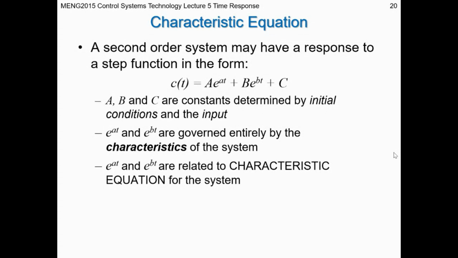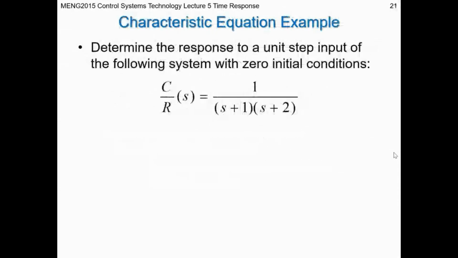If it's a DC motor system, you've got a second order model that would be to do with the resistance in the circuit, the inductance, maybe the inertia attached to the motor, etc. And so those exponential terms, those transient terms of our system response, are entirely determined by the fundamental characteristics, or the fundamental behavior, of the system.